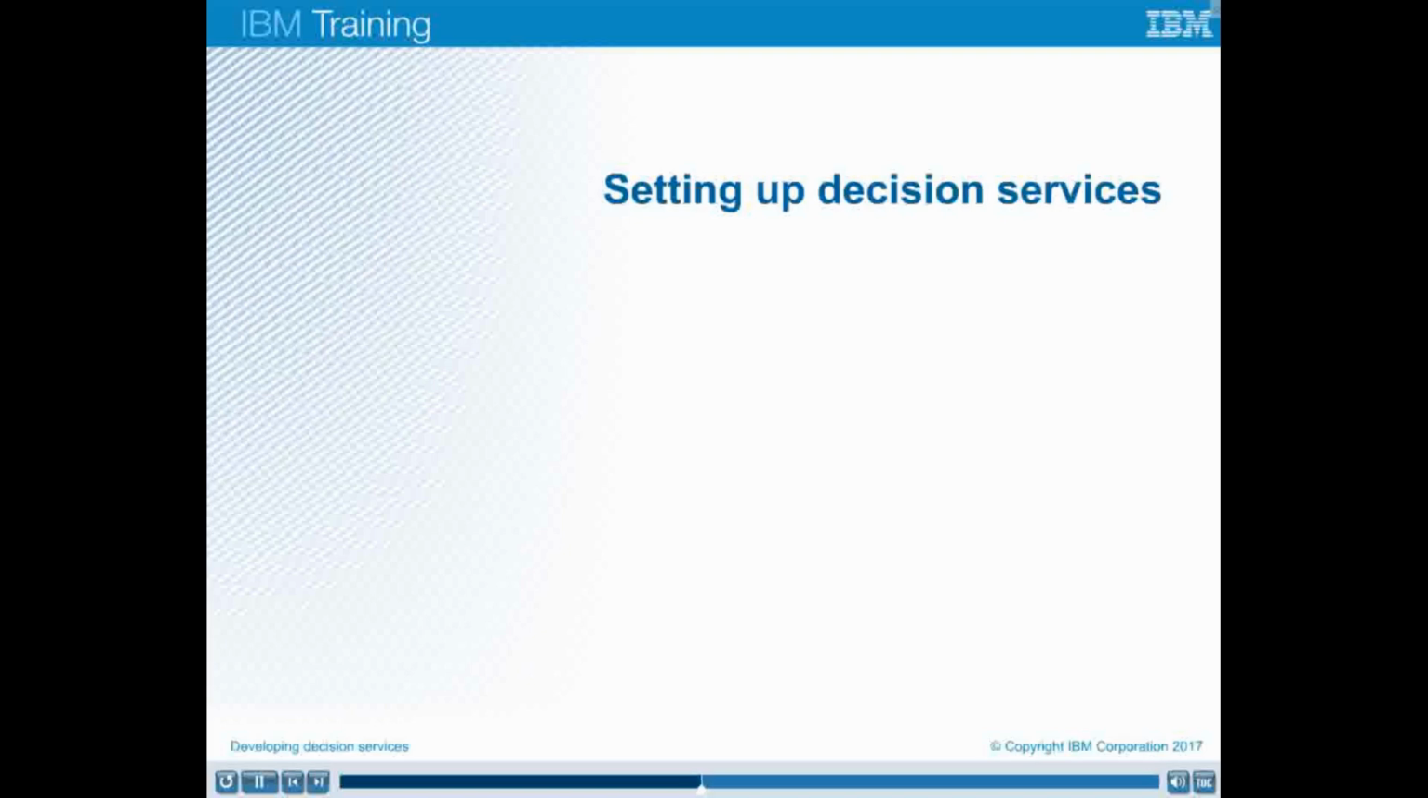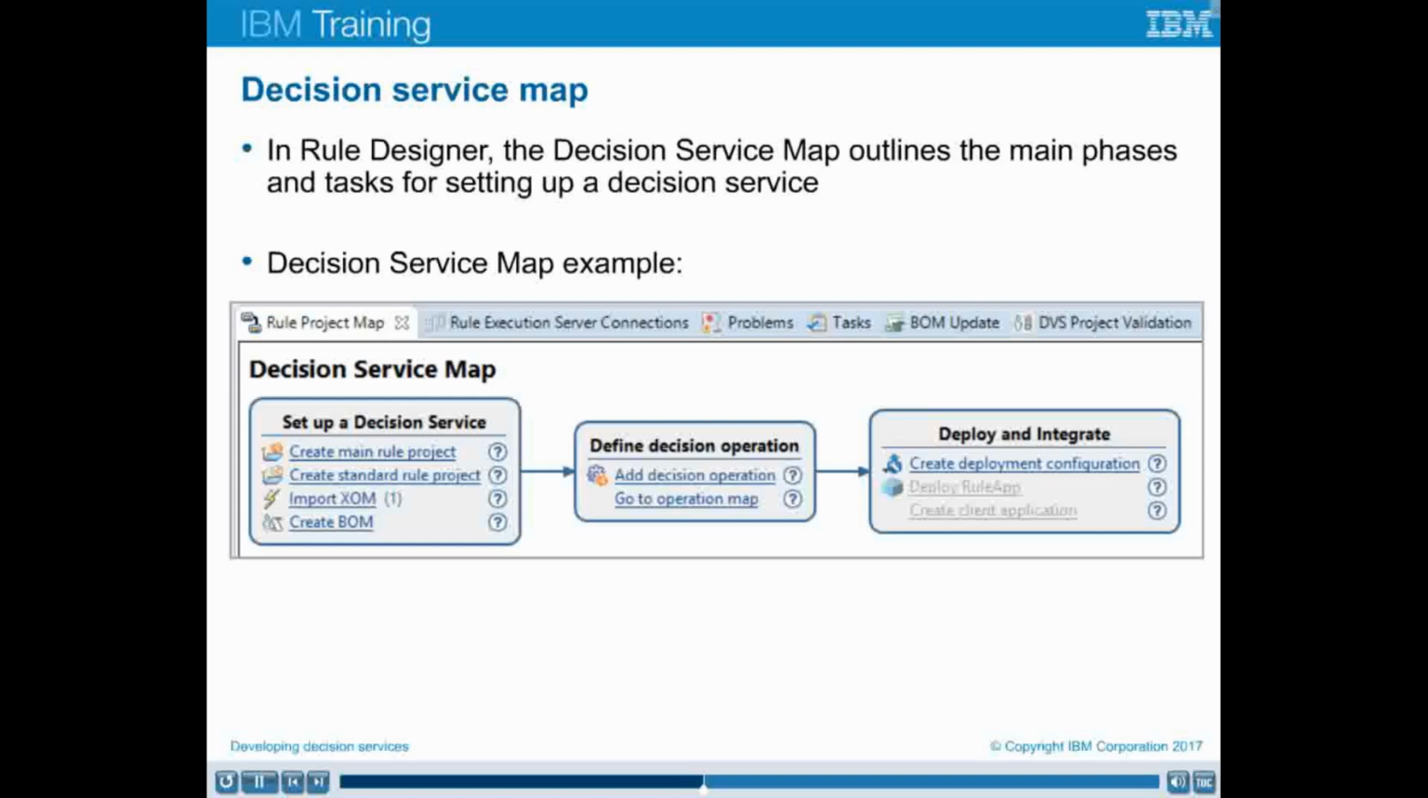Next topic, setting up decision services. In Rule Designer, you can use the decision service map to help guide you through the tasks involved in developing a decision service. The decision service map is available in the Rule Project Map view, as shown here in the screen capture.